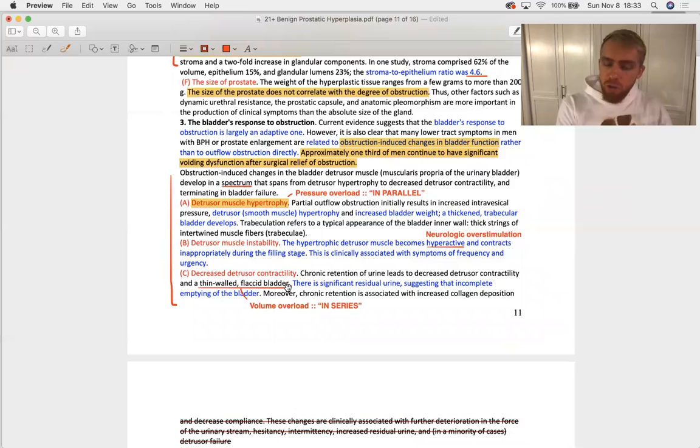So the muscular response to a volume overload is to expand in series rather than in parallel. In series is like 1, then 2, then 3, then 4 myocytes. But in parallel would be like 4 myocytes stacked up next to each other like that. So that's a big difference there.